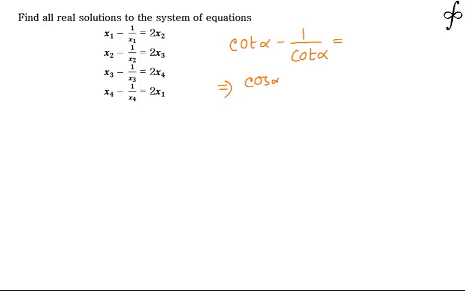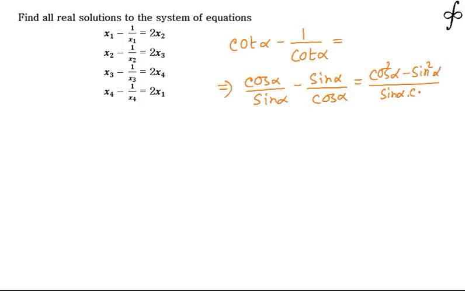So we can see that cot alpha is cos alpha upon sin alpha, and 1 by cot alpha is nothing but sin alpha by cos alpha. If we simplify, it will come out to be cos square alpha minus sin square alpha divided by sin alpha into cos alpha. Just to get the multiple angle structure, we will multiply numerator and denominator by 2. Ultimately we get 2 cos 2 alpha divided by sin 2 alpha. So the result is 2 cot 2 alpha.